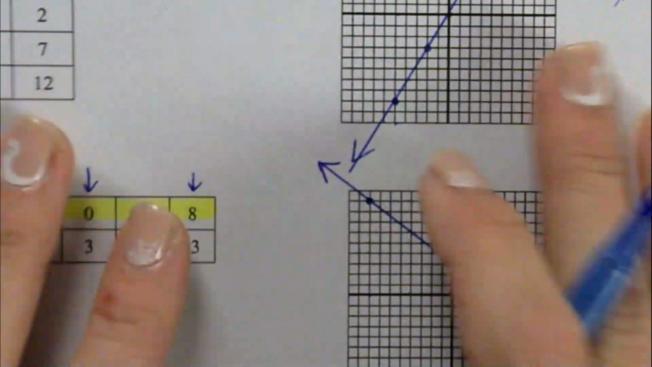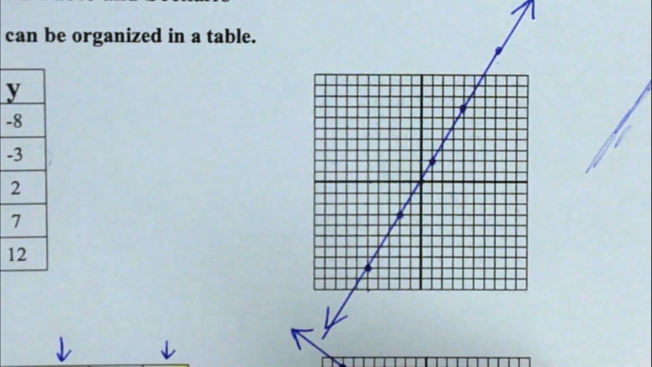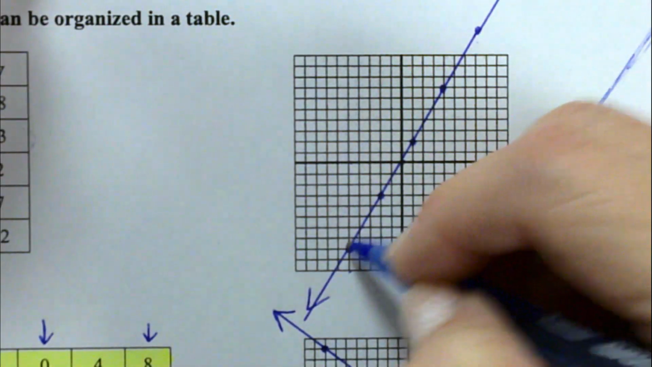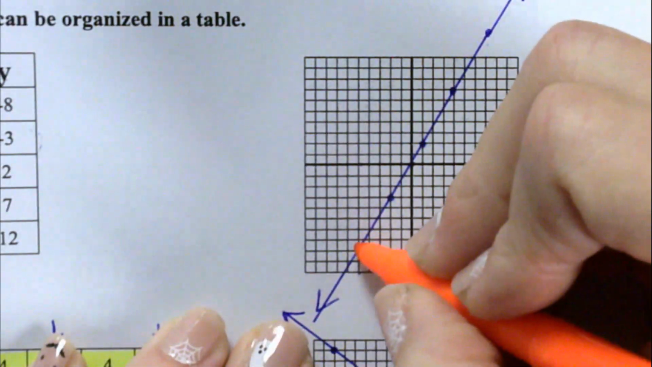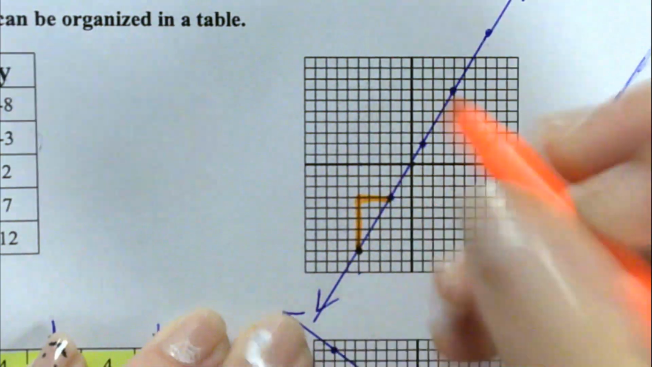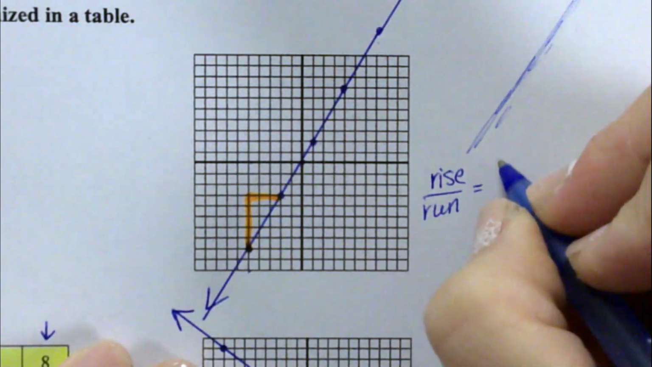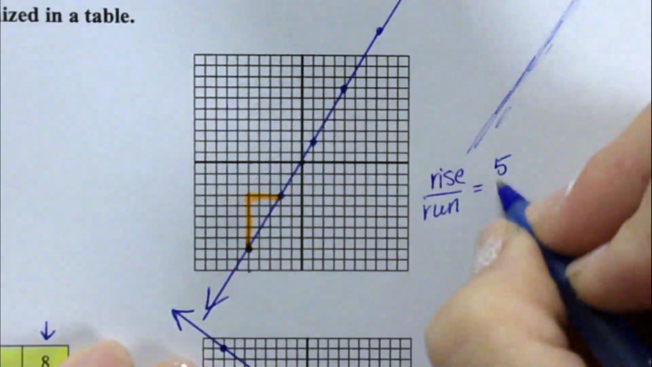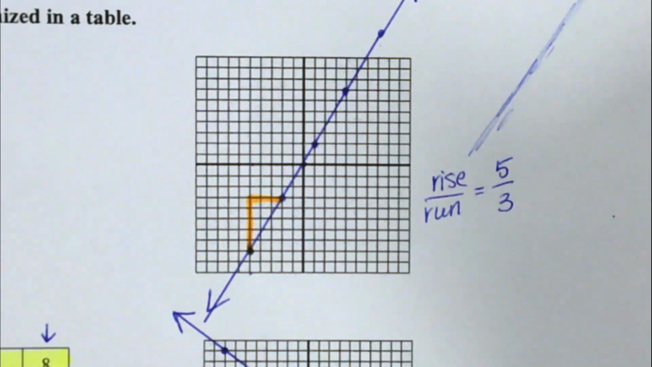Oh, we need to come up with the slope before we move on. So what we're going to do is we're going to look at our line and what's my rise and my run? Okay, rise over run. Okay, so it's 5 boxes up and 3 boxes over. Can you reduce that? No. Very good.